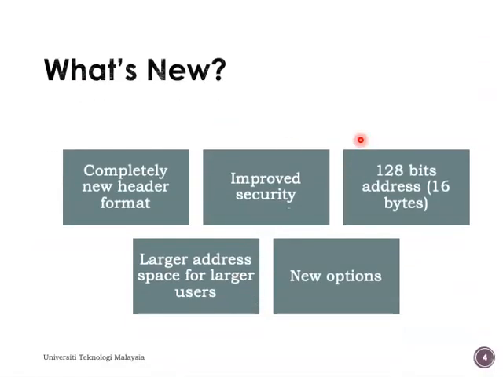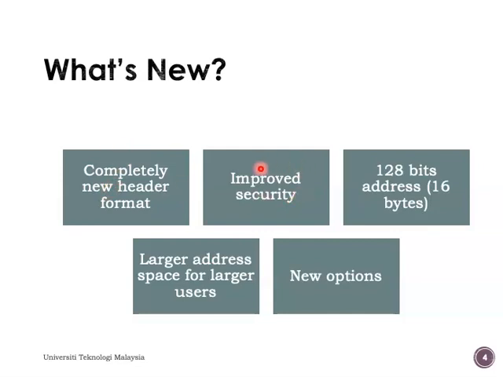So what is new in IPv6? First, IPv6 has a completely new header format. Some of the fields in IPv4 have been dropped, for example fragmentation and reassembly. IPv6 does not allow fragmentation at the intermediate routers. This is completely different from IPv4, where fragmentation can occur at routers and also at the source. But for IPv6, fragmentation happens only at the source, before the packets are sent to the network.